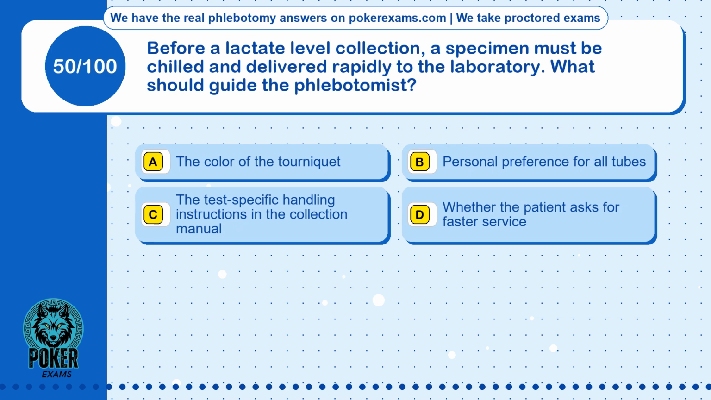Question 50. Before a lactate level collection, a specimen must be chilled and delivered rapidly to the laboratory. What should guide the phlebotomist? Option A. The color of the tourniquet. Option B, personal preference for all tubes. Option C. The test-specific handling instructions in the collection manual. Option D. Whether the patient asks for faster service.